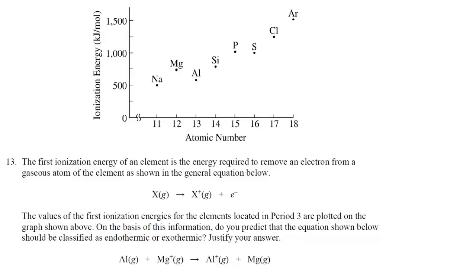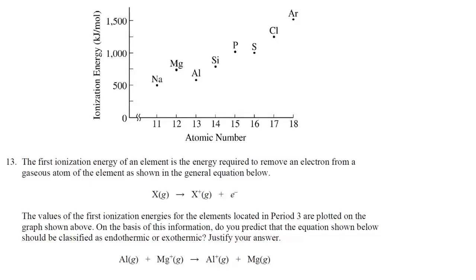So on the graph, we see ionization energy on the y-axis, and we see atomic number on the x-axis. So the data that we are given is for sodium, magnesium, aluminum, silicon, phosphorus, sulfur, chlorine, and argon. These are elements that are located in period 3.